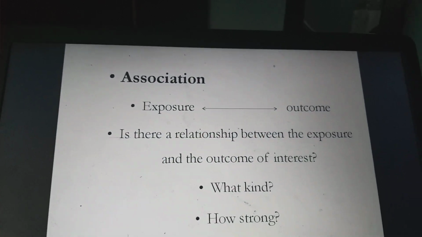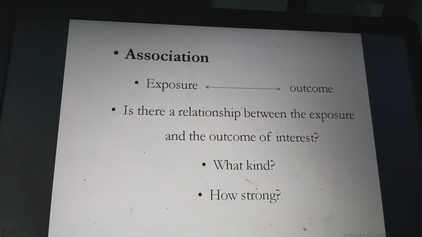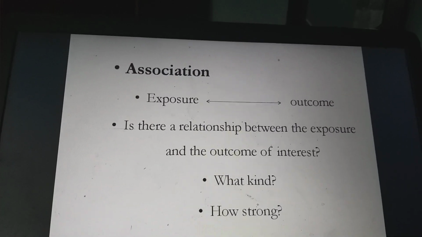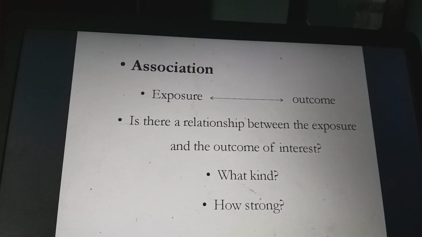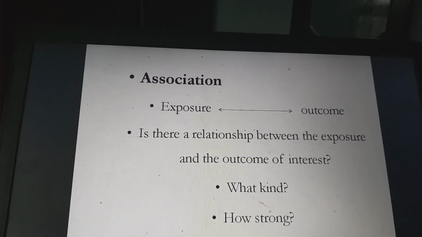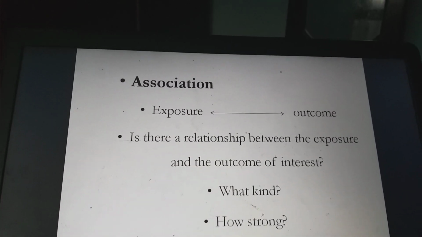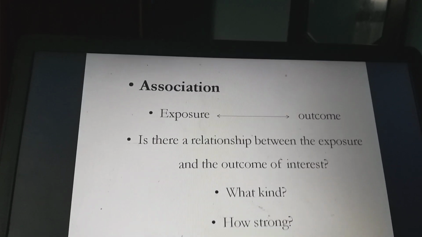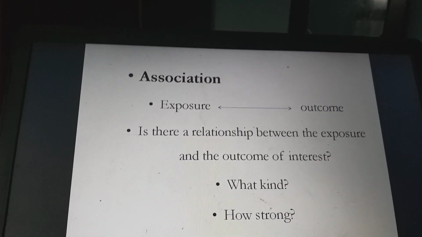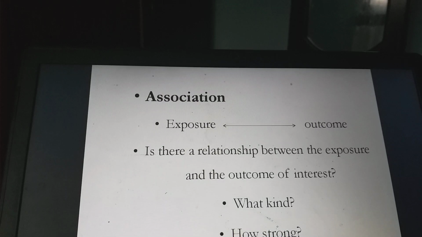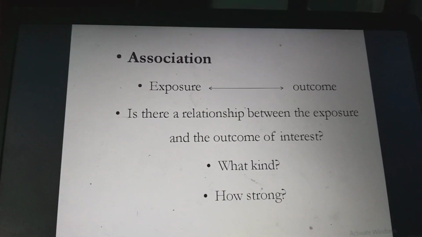Alright. So what is association? Association means the relationship between exposure and outcome. Outcome means the result. Exposure means what one individual is exposed to. So what are the kinds of exposure? How strong is it? We are going to see this.